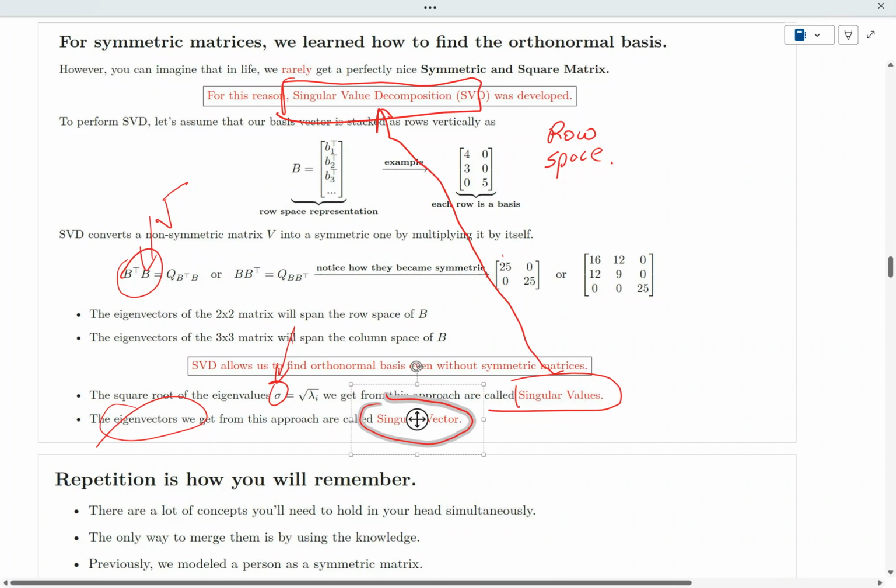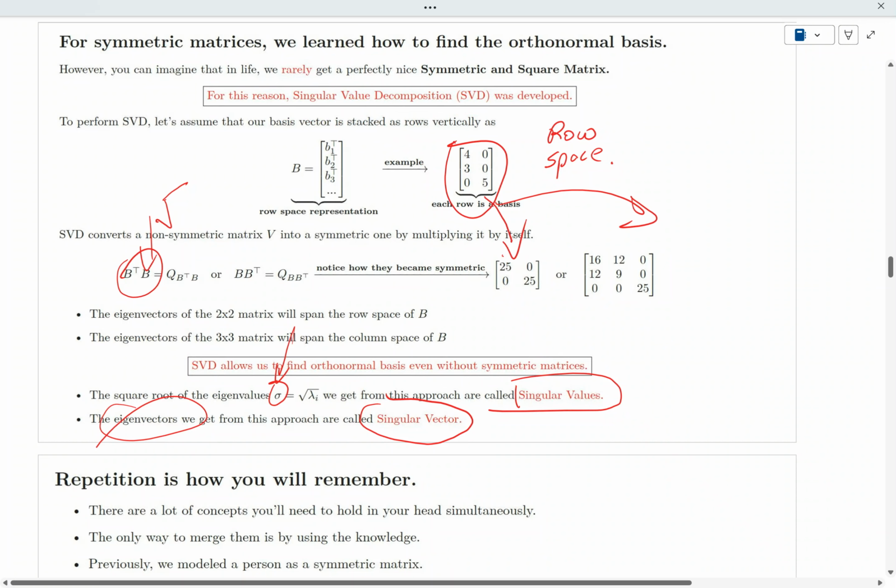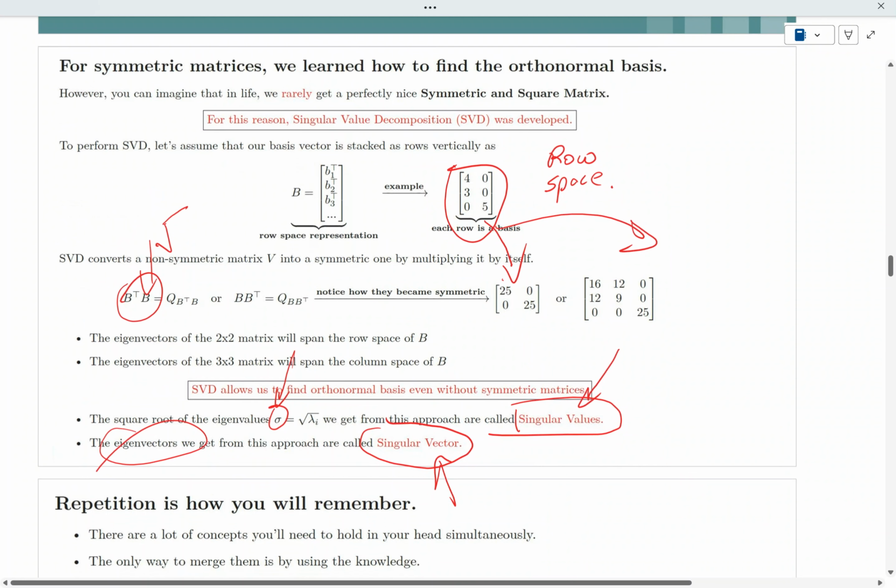So if you have a symmetric matrix, then you can easily solve for eigenvalues and eigenvectors. But when you don't have a symmetric matrix, you have to convert it into a symmetric matrix, and then you will get singular values and singular vectors. The intuition for singular vectors is very similar to eigenvectors. All right. So that's the point.